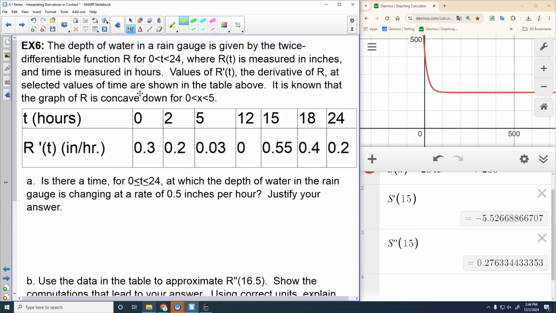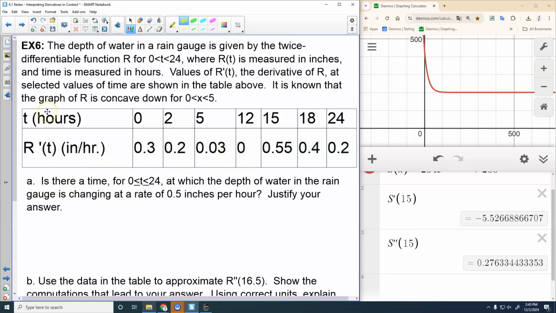The depth of water in a rain gauge is given by the twice differentiable function, capital R, from 0 to 24, where R of t is measured in inches and time is measured in hours. Values of R prime of t, the derivative of R, at selected values of time are shown in the table above. It is known that the graph of R is concave down for 0 to 5. And so we've got our table here.